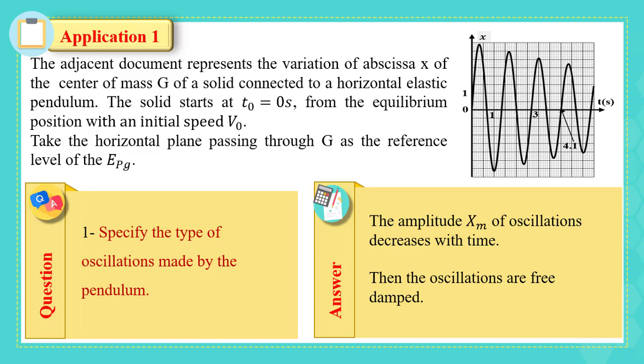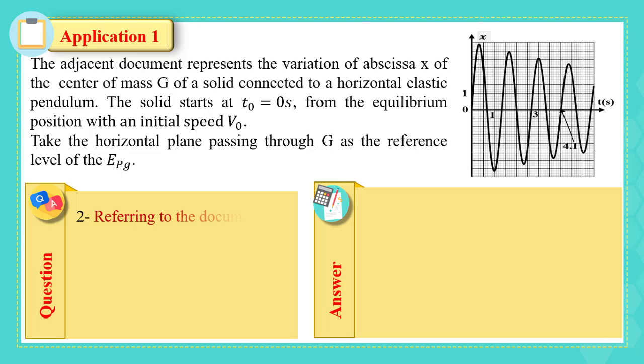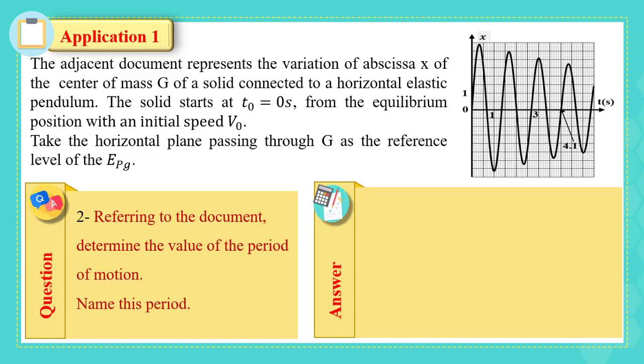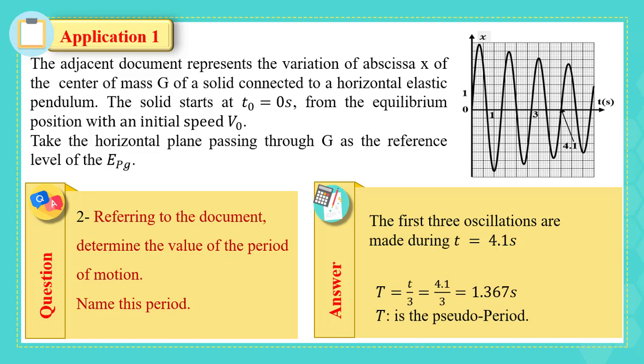Now, referring to the document, determine the value of the period of motion and then name this period. Check this figure. The first three oscillations are made during 4.1 seconds. So, we say the period is this time over 3. So 4.1 over 3 equals 1.367 seconds.